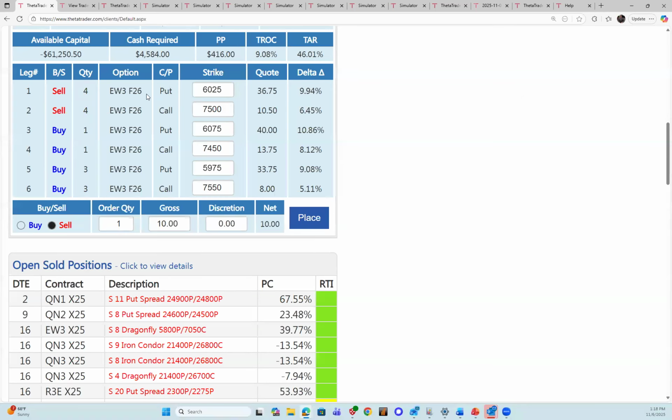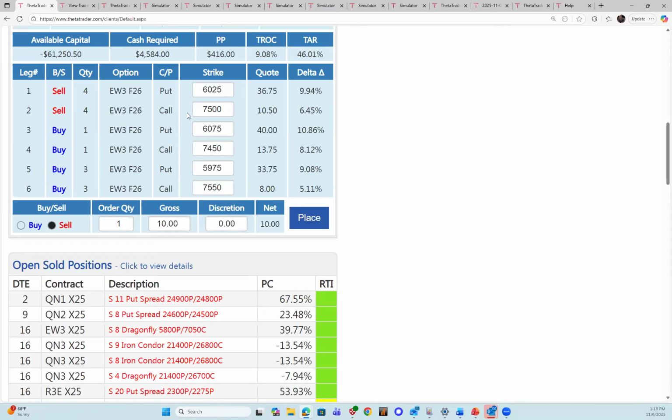So remember, we're looking at deltas. So what's the probability, according to the delta, that these puts that are being sold would expire out of the money? Well, the delta is 9.94. So that means there's over a 90% probability these options that are being sold would expire out of the money. And that's good because you're selling them to someone else and you're collecting the premium that they're paying you.